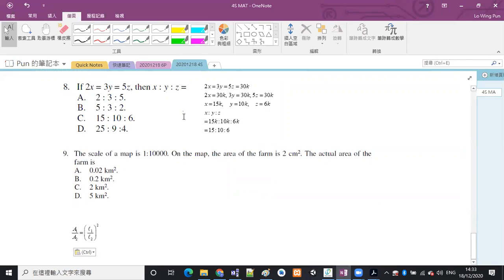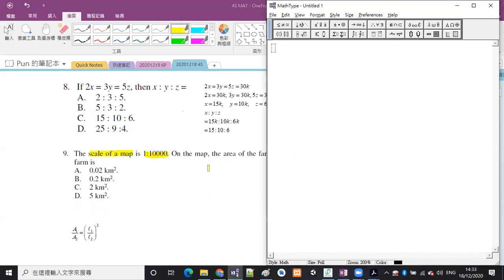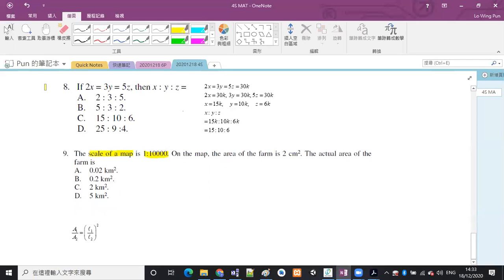And then this one, so please highlight this. The scale of a map, okay, is always the L1 to L2. Okay, scale of a map is about the length ratio.